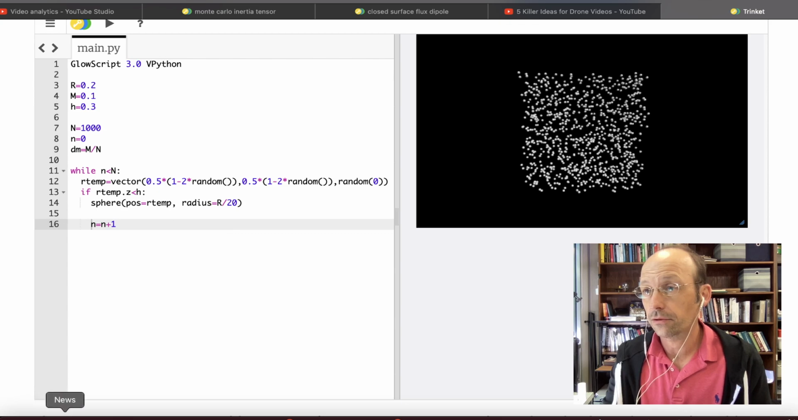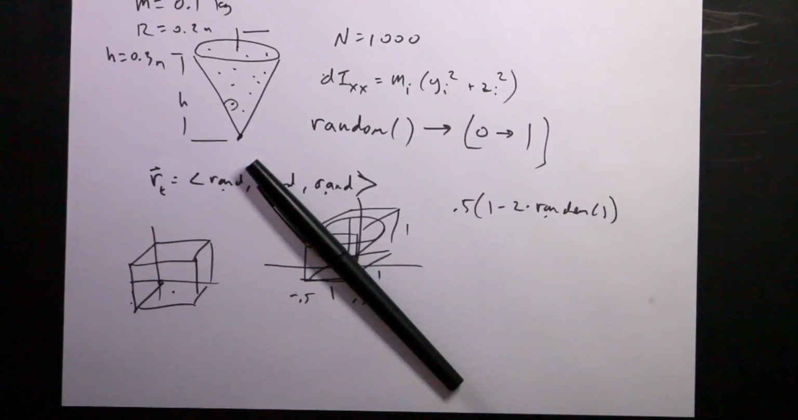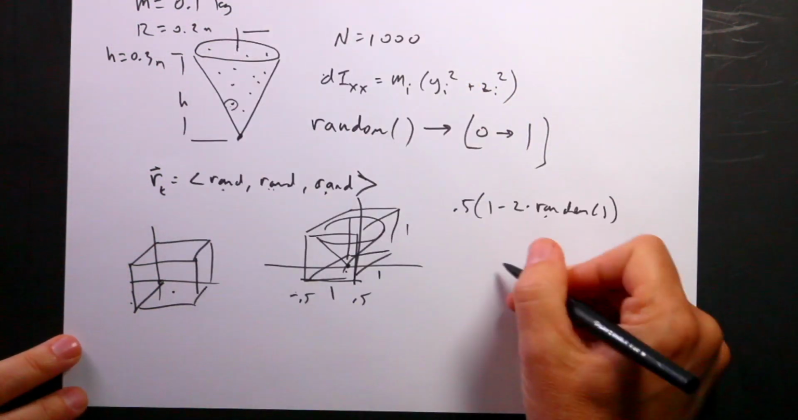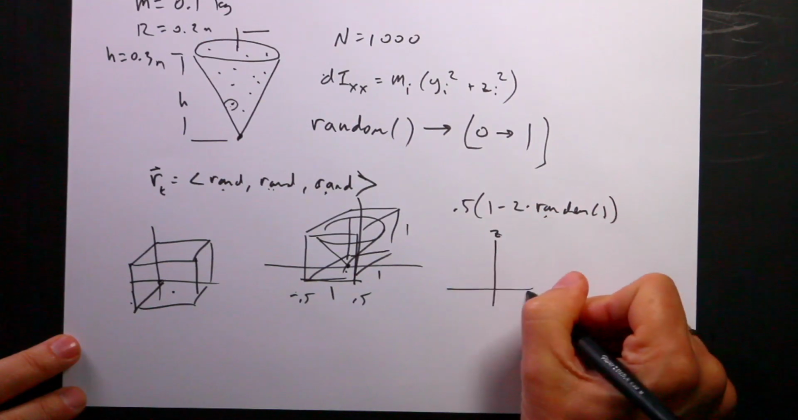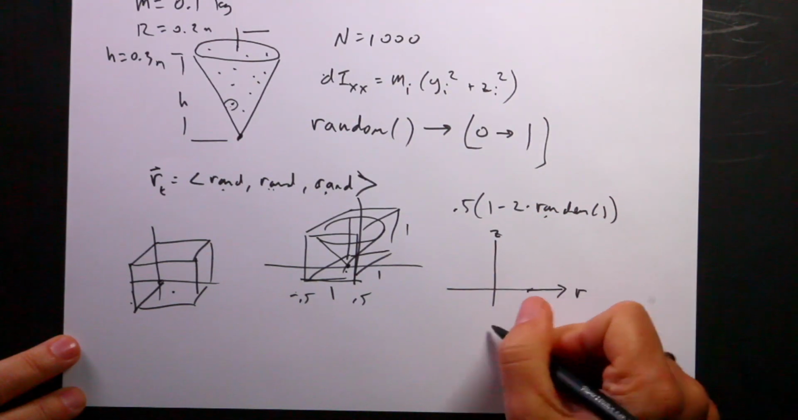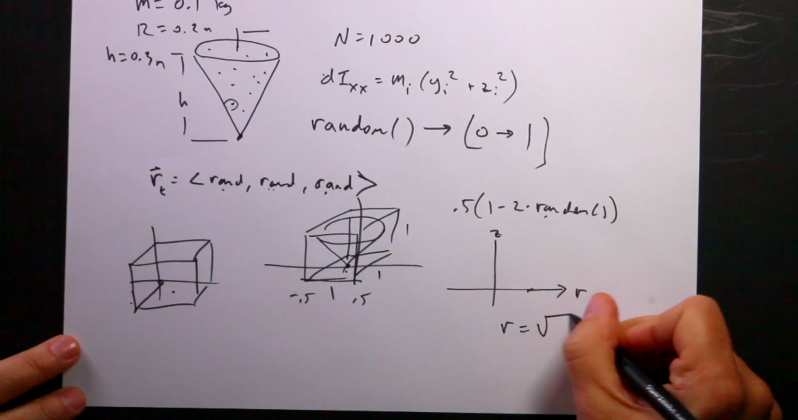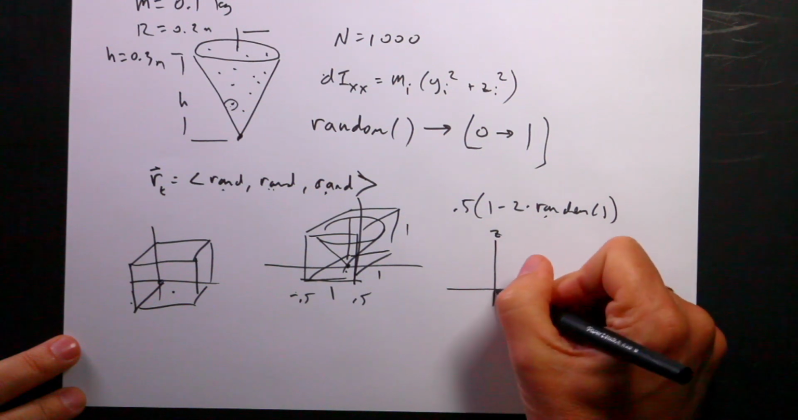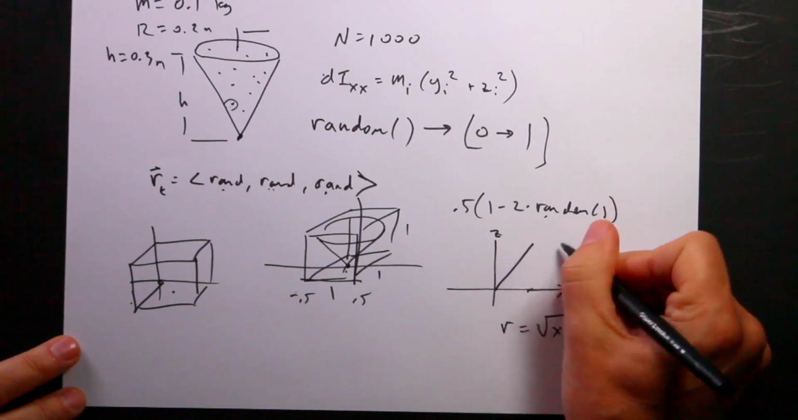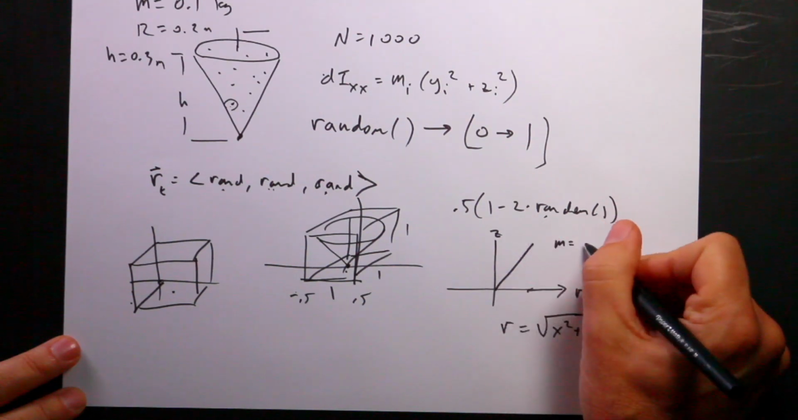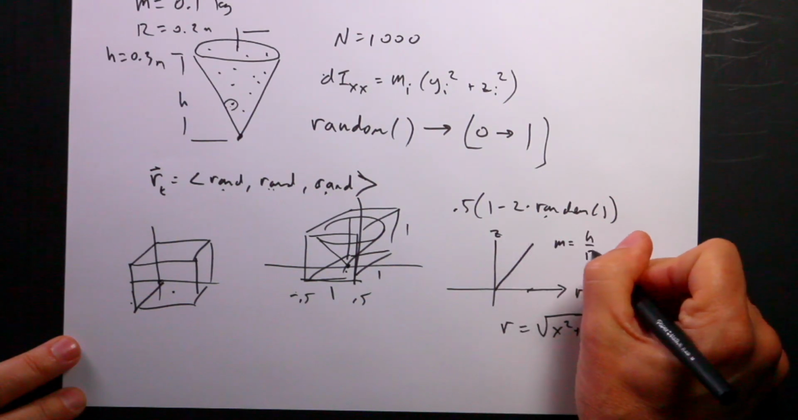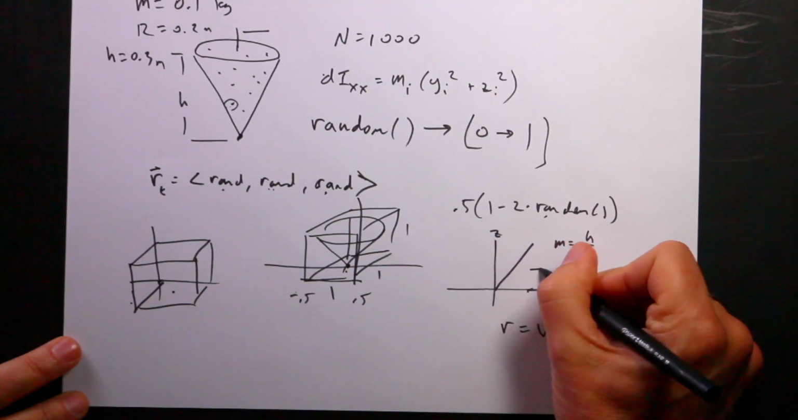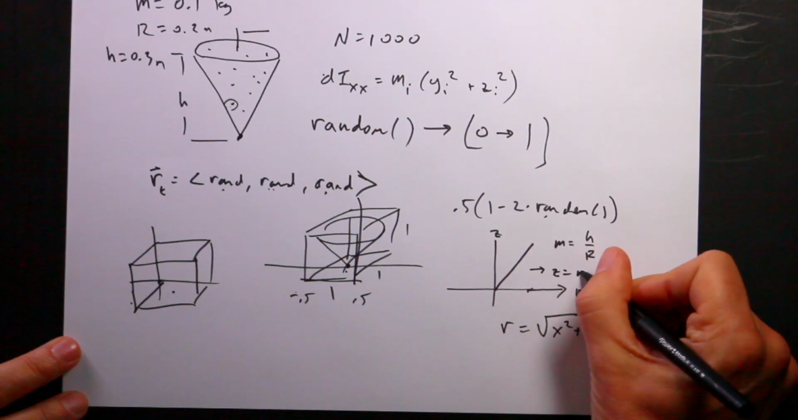Let's switch over here to the paper so I can draw this. Okay, so here's my cone. Let's say that this is the z axis and this is the r axis. Okay, and so r is going to be equal to the square root of x squared plus y squared. And then this is my cone angle. So the slope of this, m, is going to be equal to h over r. Is that right? Yeah, because if I rise over run, it goes up h and over r. So this is like the line z equals mr.